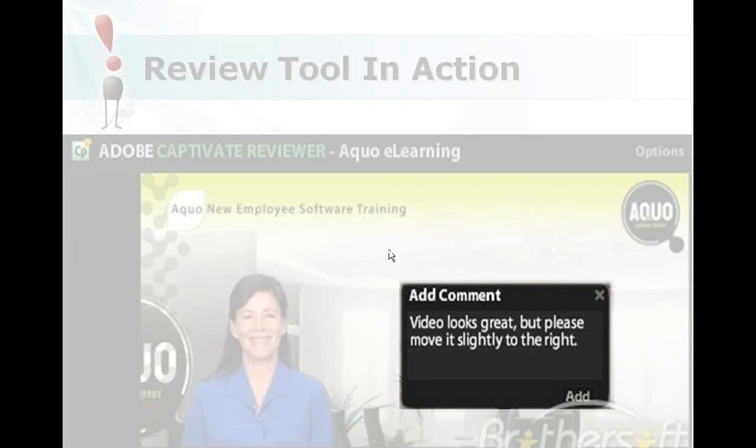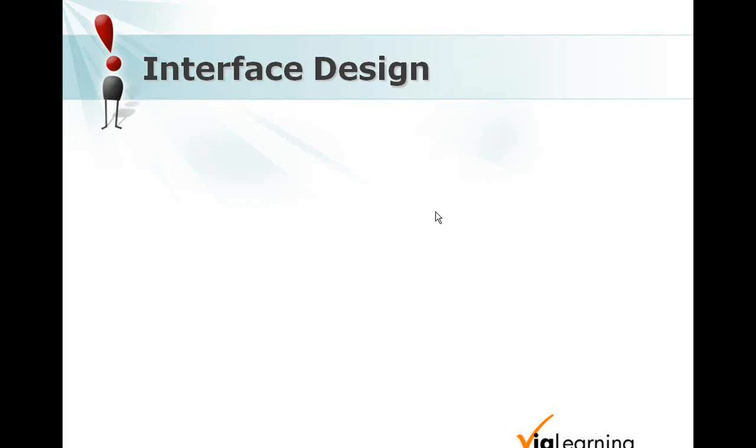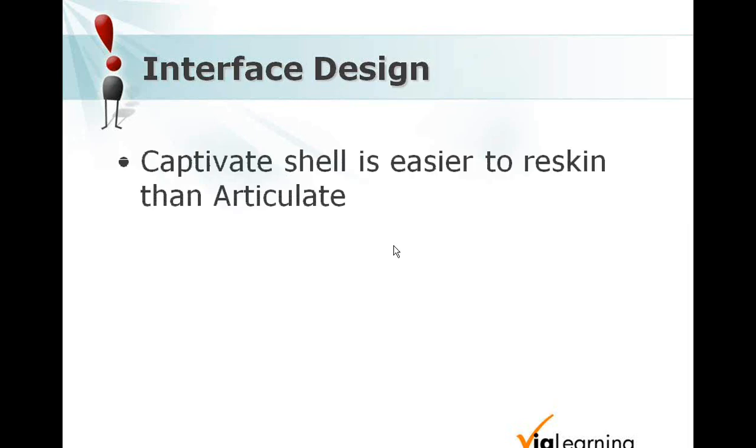That's right. Good. Okay. So we're going to talk next about how we can captivate your audience. And the first thing you can do is work with the interface. So you can do some customizable items with the interface in Captivate. You can reskin the shell a little bit more easily than in Articulate, move things around, flash widgets. Yeah, if you're familiar with Flash, there's a lot you can do with the interface. And you can move buttons around.